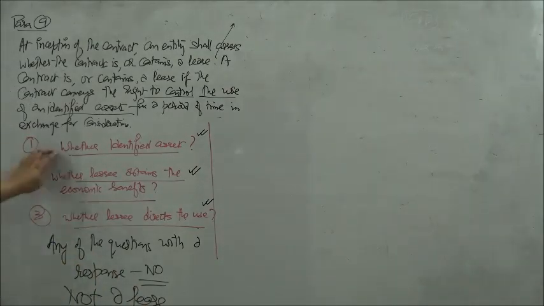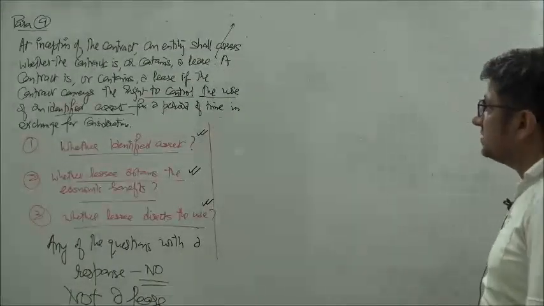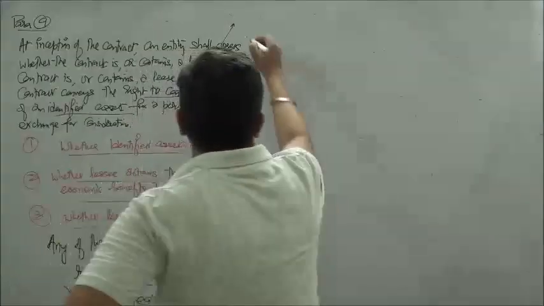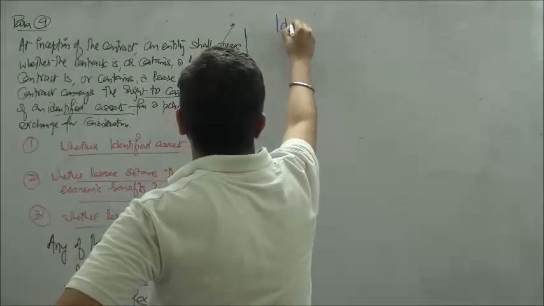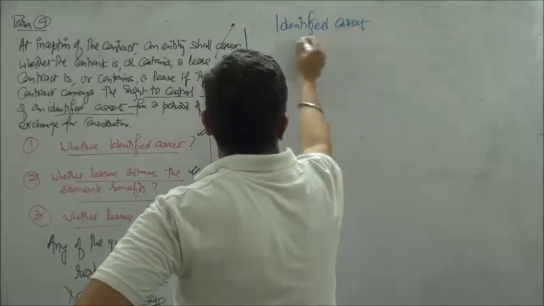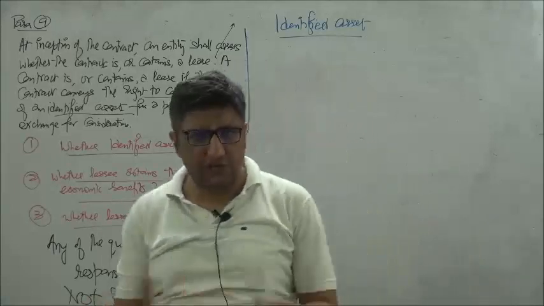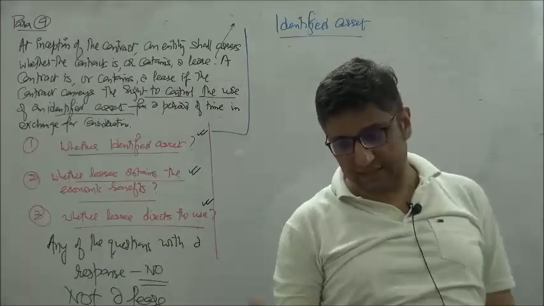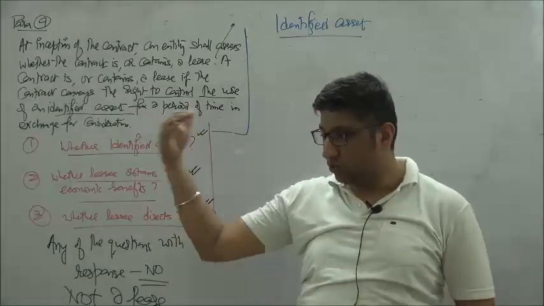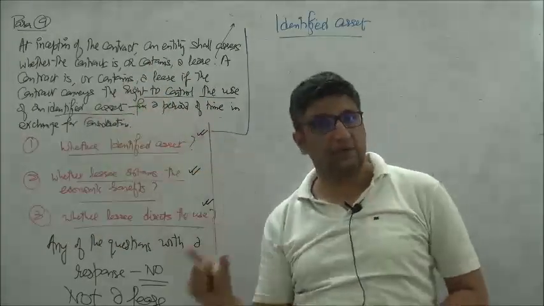So specifically we begin with the first scenario, whether there's an identified asset or not. We use this session to discuss something about an identified asset. All right, what is an identified asset? Well, in a very general meaning of the word identified, it means that there is a specific asset we are talking about, right? There's a contract wherein the owner allows the user to use that particular asset.